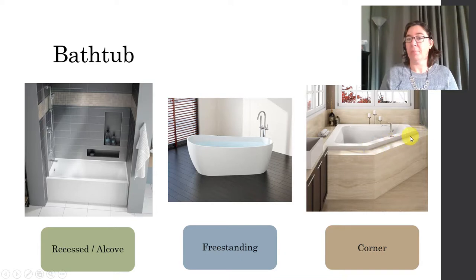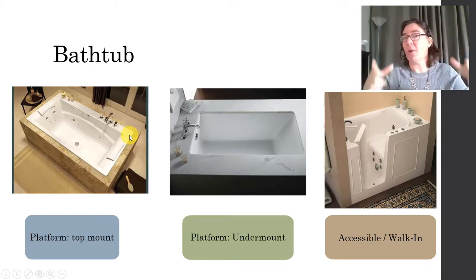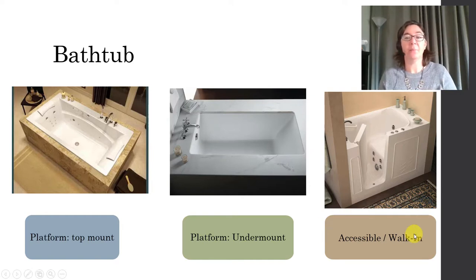In this particular example, this is a top mount or drop-in tub. So speaking of those top mount tubs, you can have platform tubs, and they come in two types: top mount, just like the sinks where you drop it in from the top, or in this case, under mount. You can see the lip of the countertop or edge around it here, the surround. And one final type of bathtub is an accessible or walk-in tub, which will have this beautiful waterproof, very sealed door for someone to get in and out.